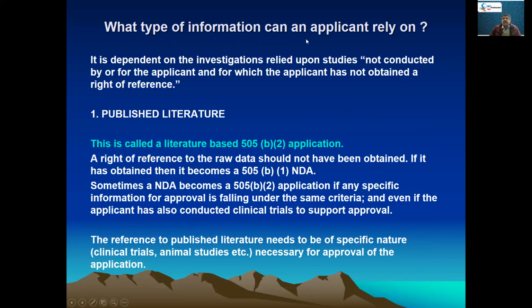What type of information can an applicant rely on for submission of their hybrid new drug application? It is dependent on the investigations relied upon: studies not conducted by or for the applicant and for which the applicant has not obtained a right of reference. The first way from where the information is picked up is the published literature, and this is called a literature-based 505(b)(2) application.